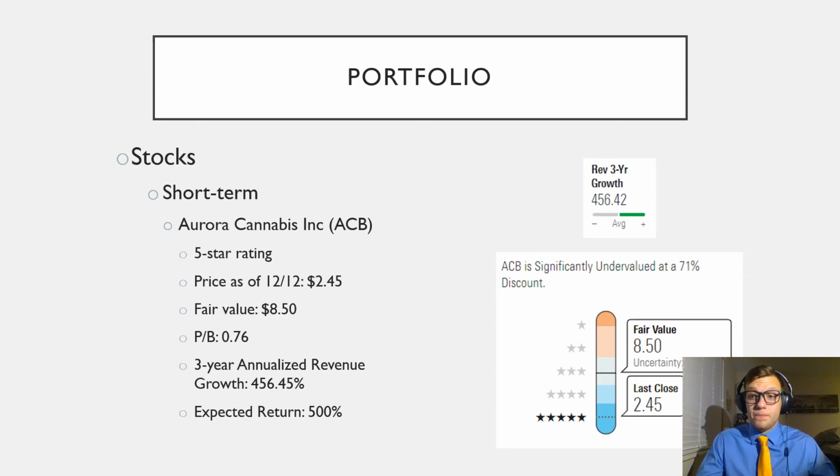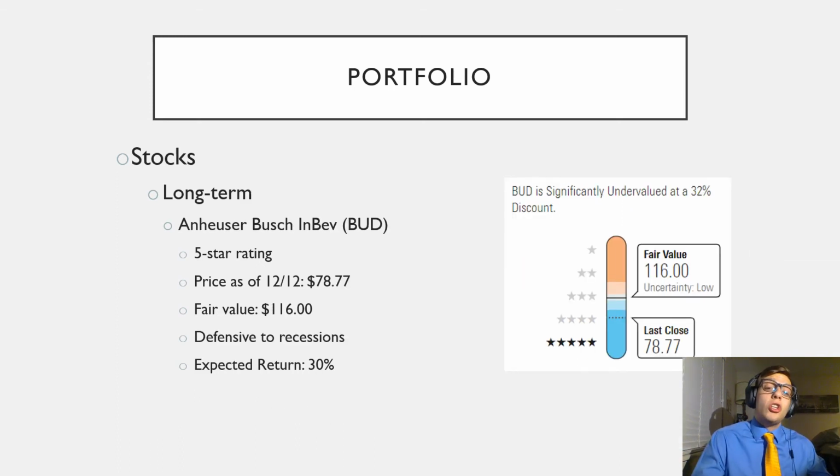And looking at the long term, one thing that we will look at for consistent long-term growth is Anheuser-Busch InBev. Everyone in St. Louis's favorite beer brewer. Anheuser-Busch has a 5-star rating according to Morningstar. Its price currently sits at about $78.77 with a fair value of $116.